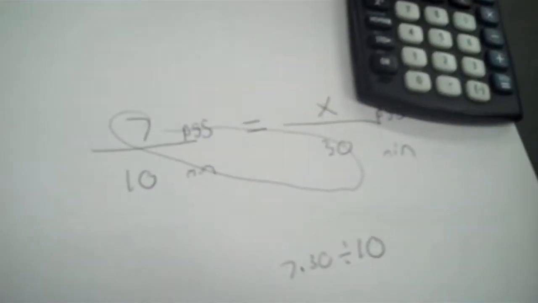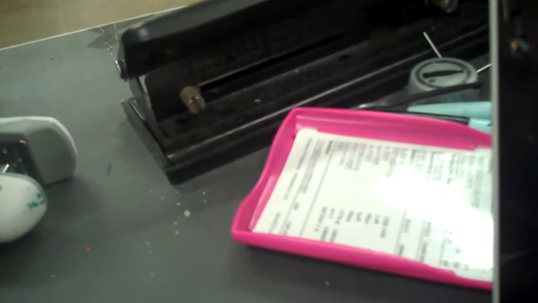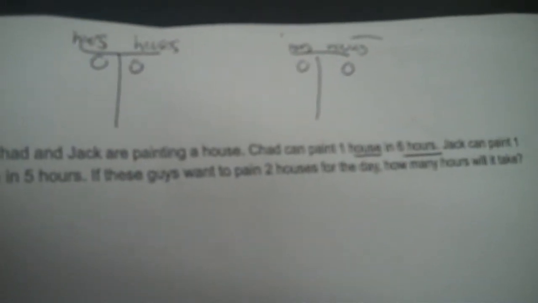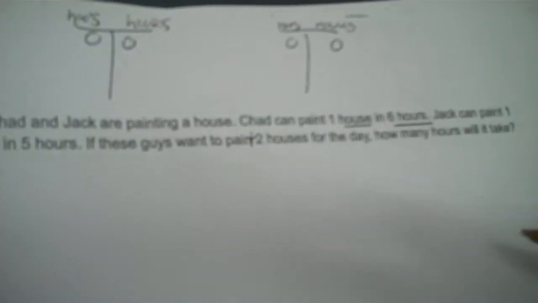I got 21. So 21 pages in 30 minutes. Okay, now I go back to the Chad and Jack problem. Chad and Jack are painting a house. Chad can paint 1 house in 6 hours. Jack can paint 1 house in 5 hours. If these guys want to paint 2 houses for the day, how many hours will it take?